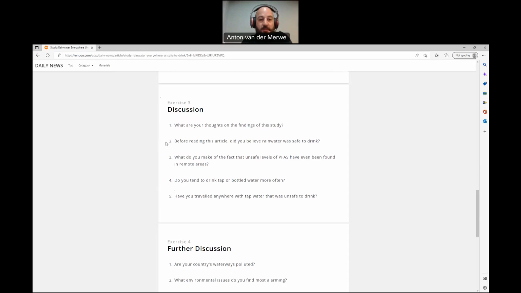Before reading this article, did you believe rainwater was safe to drink? Absolutely, yes. I thought it was safe to drink. Again, fairly safe. I wouldn't mind drinking rainwater, you know, because there's still toxins in the air. There's pollution in the air. So I don't know, if the rain falls through the sky, how much of that can get into the raindrops. But I would probably still rather drink rainwater than water from a stream.